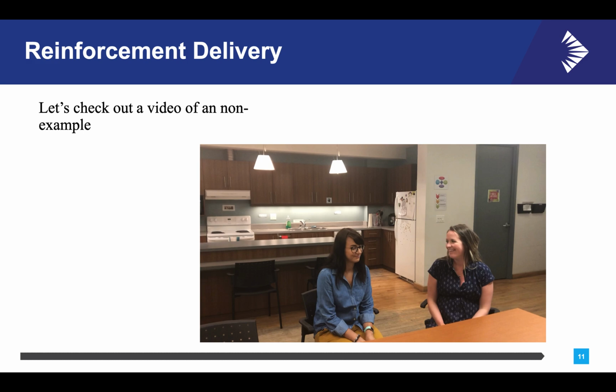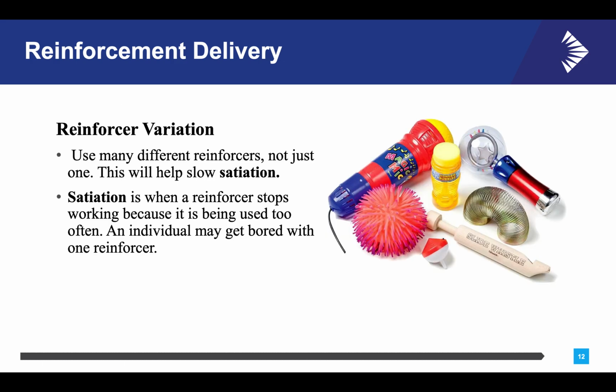So reinforcer variation. Using many different reinforcers, not just one, will help slow satiation. Satiation is when a reinforcer stops working because it is being used too often. An individual may get bored with one reinforcer, so we make sure we're trying a bunch of different reinforcers.